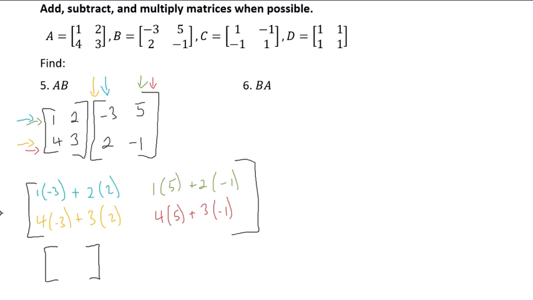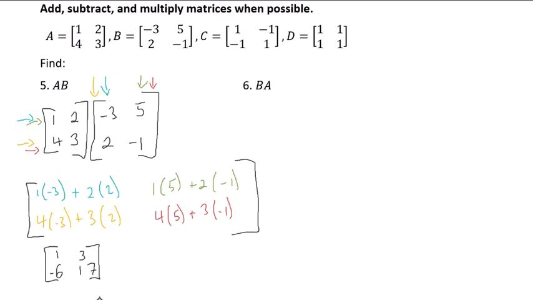-3 and 4 gives us 1. 5 and -2 gives us 3. -12 and 6 give us -6. And 20 and a -3 give us 17. And that is how we multiply matrices. You do the row of the first one by the column of the second one.